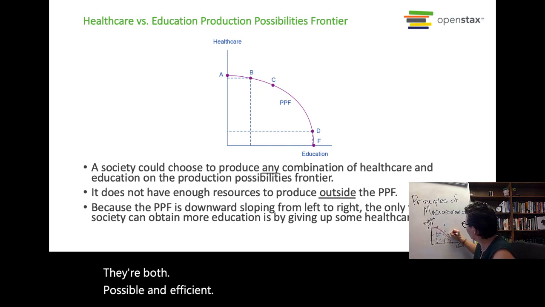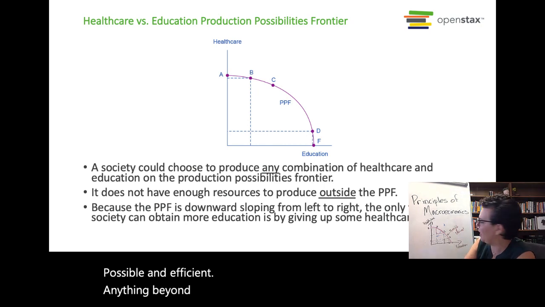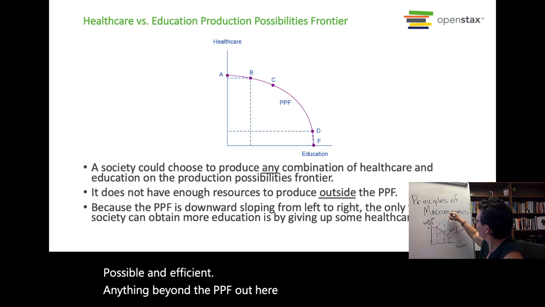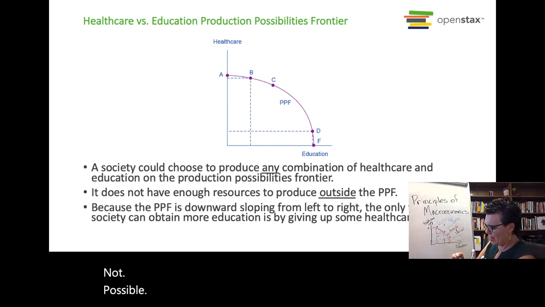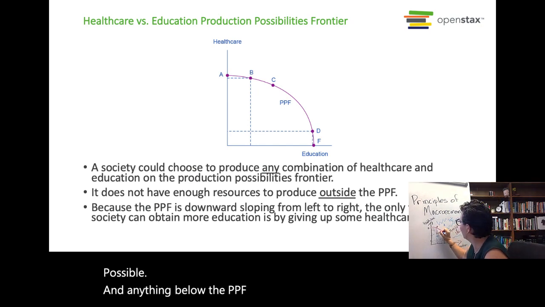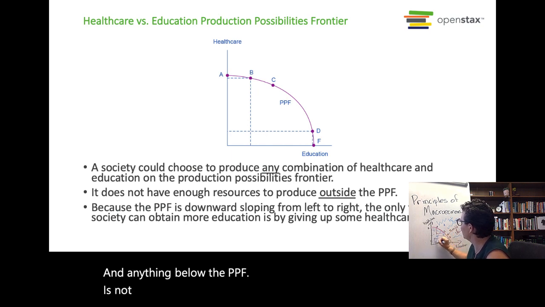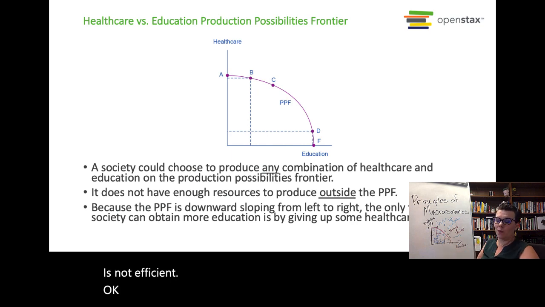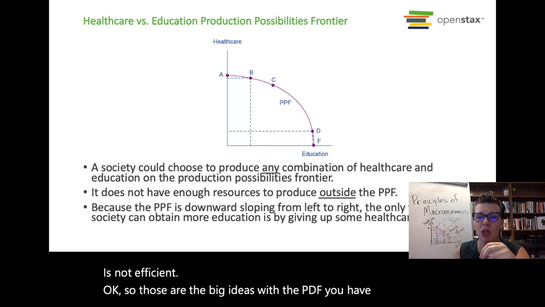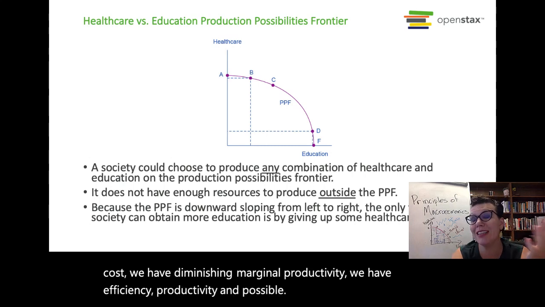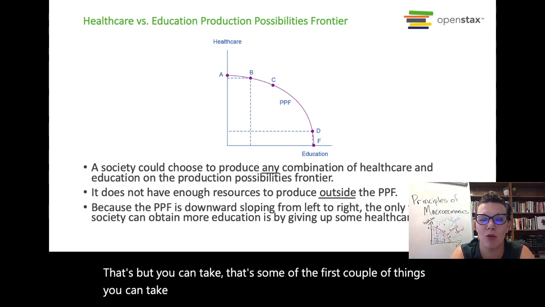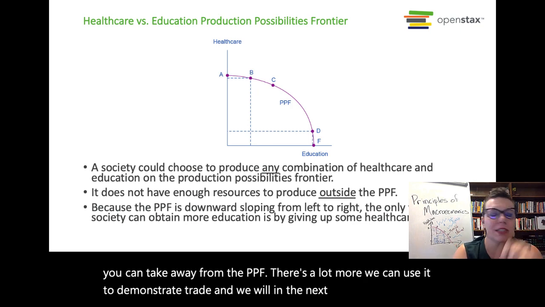Let's write that in there. Anything beyond the PPF out here, this is all not possible. And anything below the PPF is not efficient. Okay, so those are the big ideas with the PPF. We have opportunity cost, we have diminishing marginal productivity, we have efficiency, productivity, and possibility. That's some of the first couple of things you can take away from the PPF. There's a lot more. We can use it to demonstrate trade, and we will in the next chapter. You'll see. It's a great model.